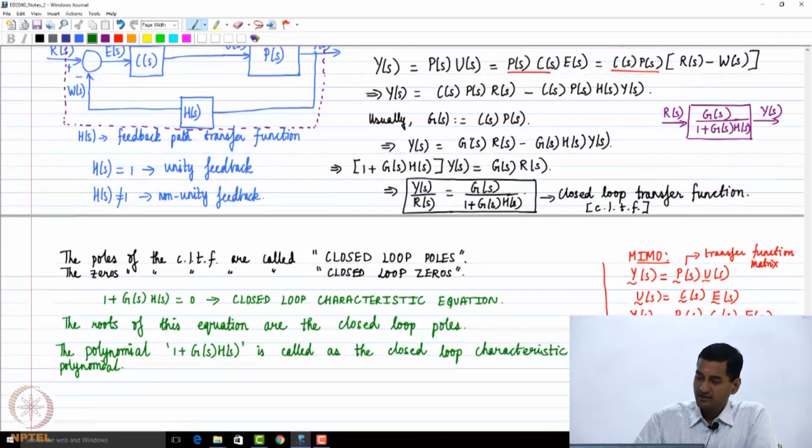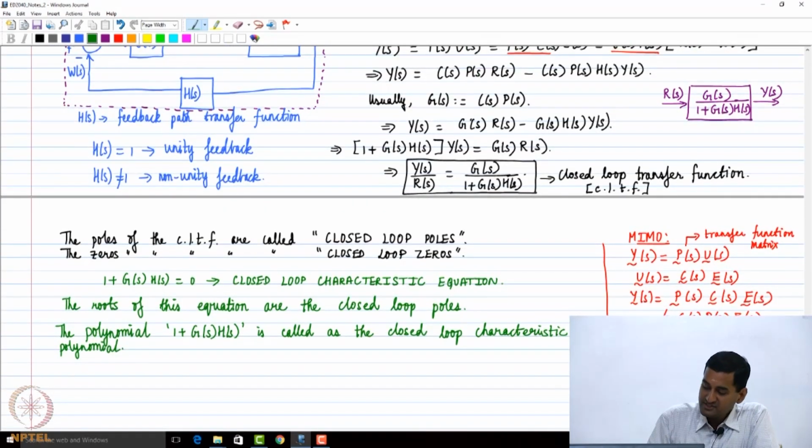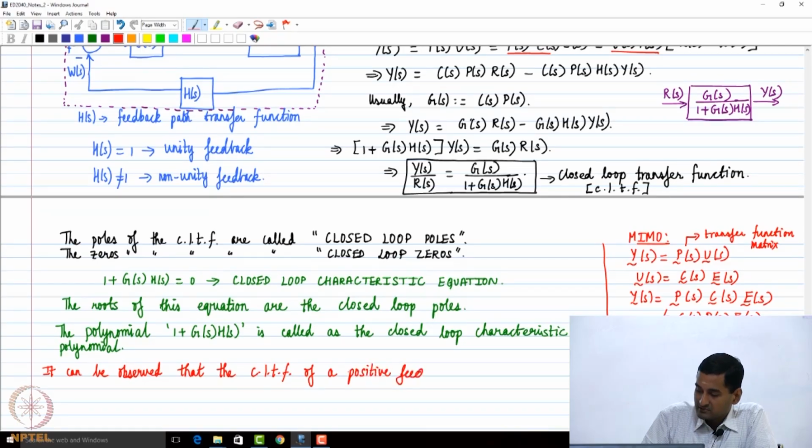Now, it is easy to show that, it can be observed that the closed loop transfer function of a positive feedback system, with everything else remaining the same, right? So the only thing is we have positive feedback.